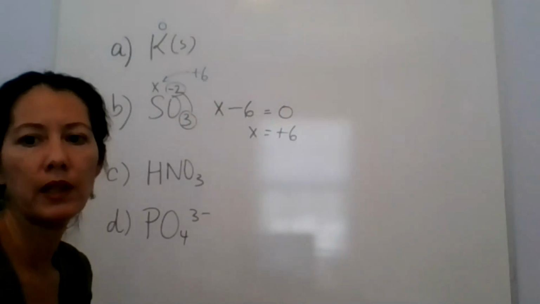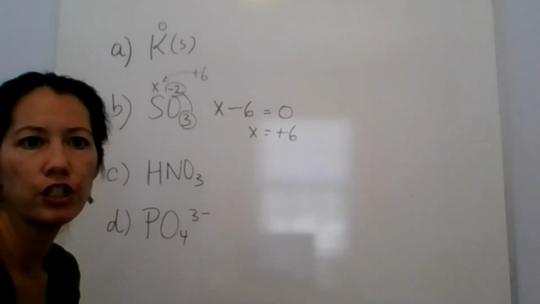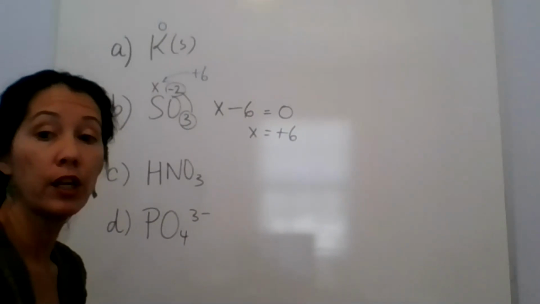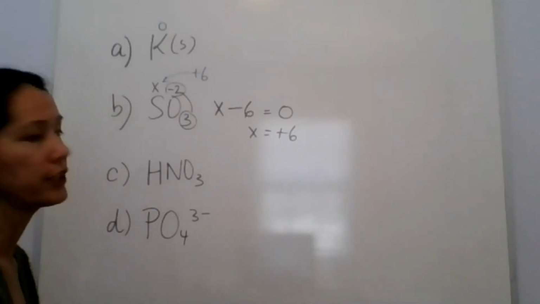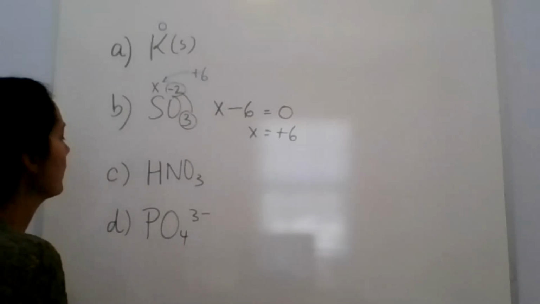So remember why we're doing this. Here I'm showing you isolated cases, but later we're going to have a situation where we have a whole equation and you need to look at oxidation numbers to determine if something's being oxidized or reduced.